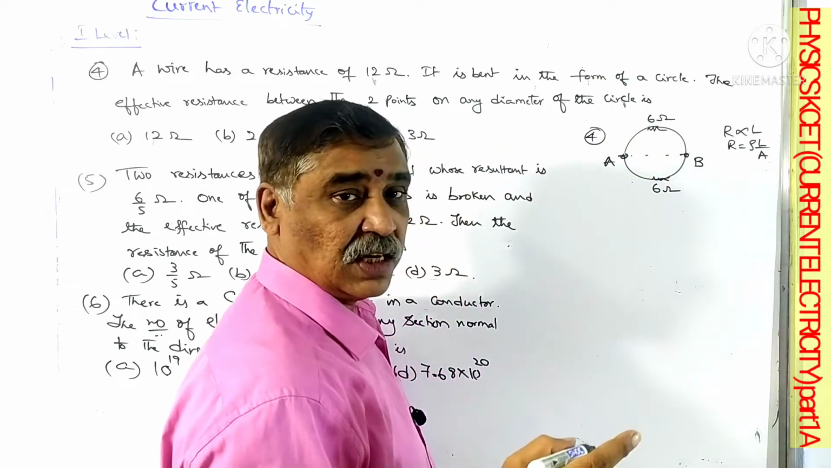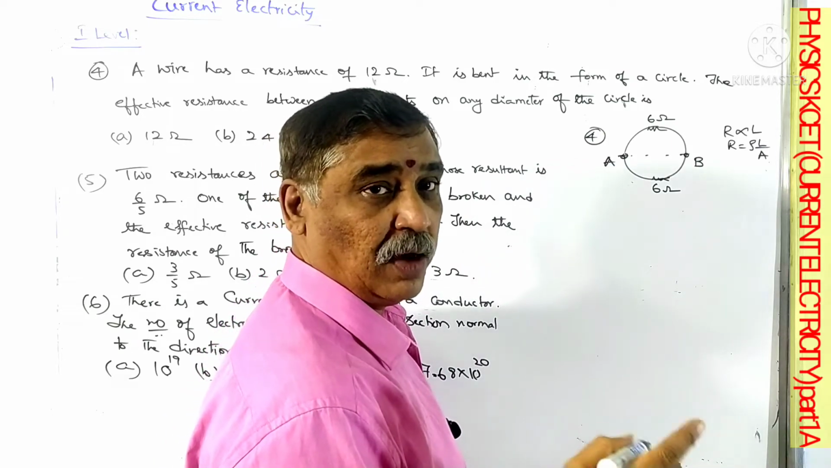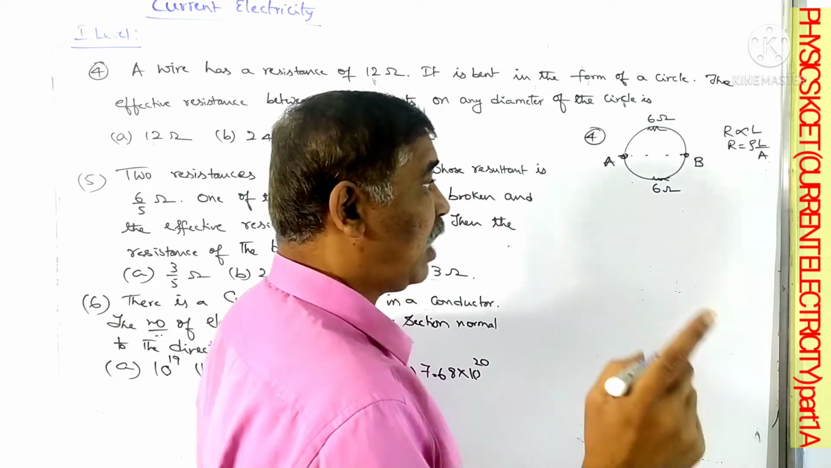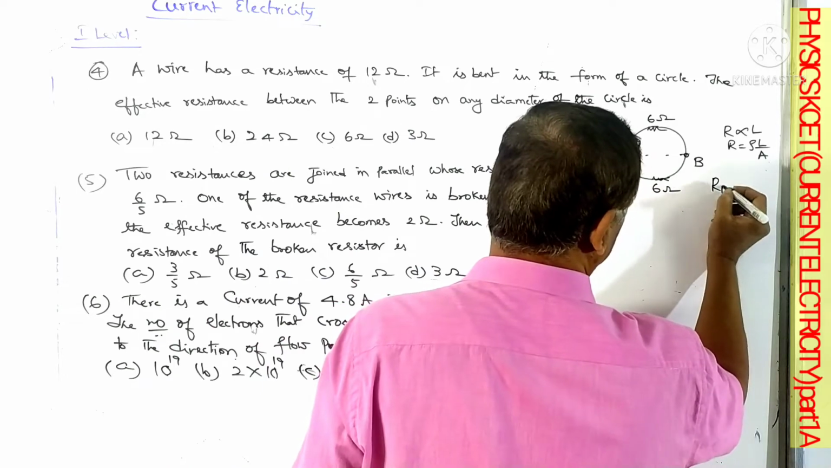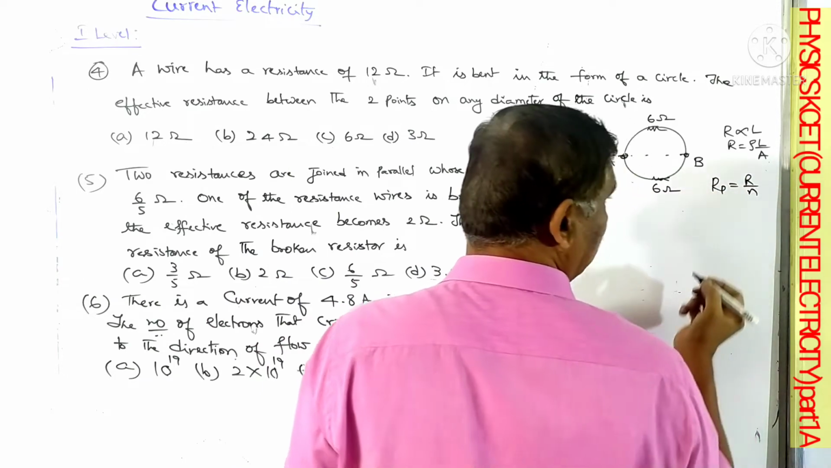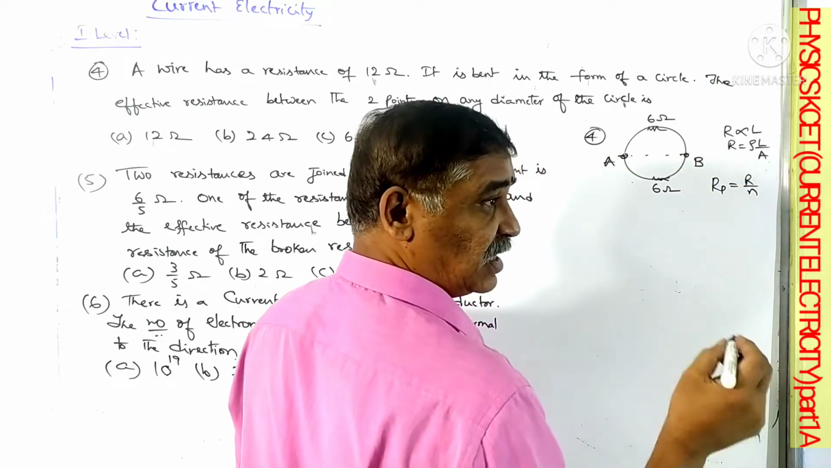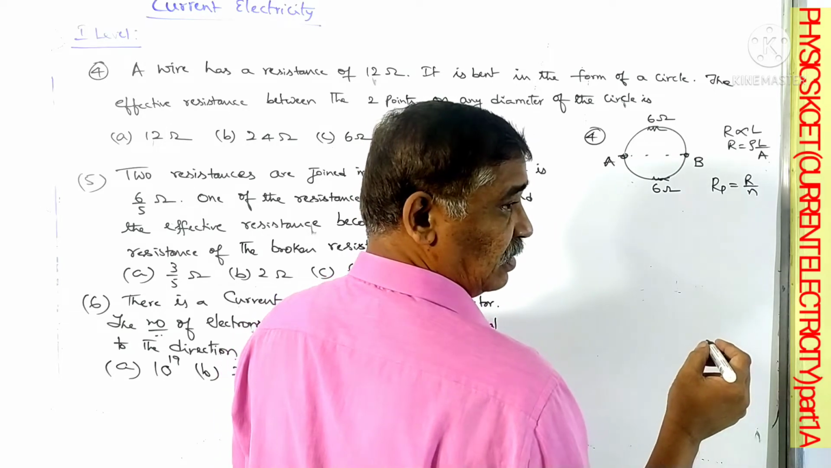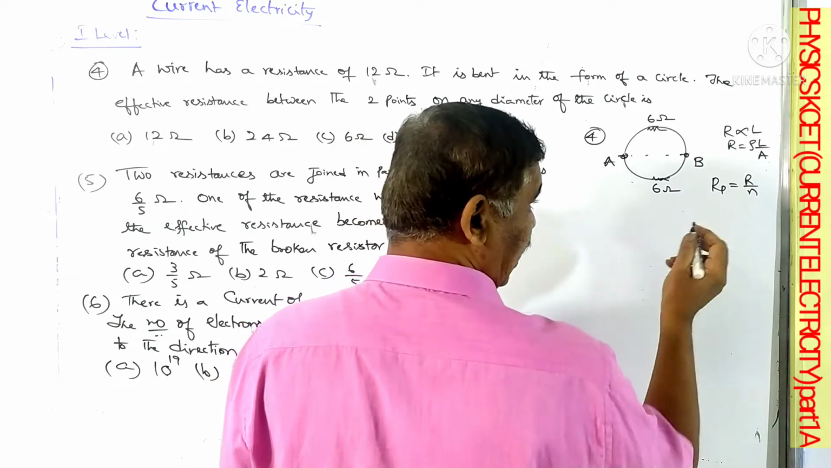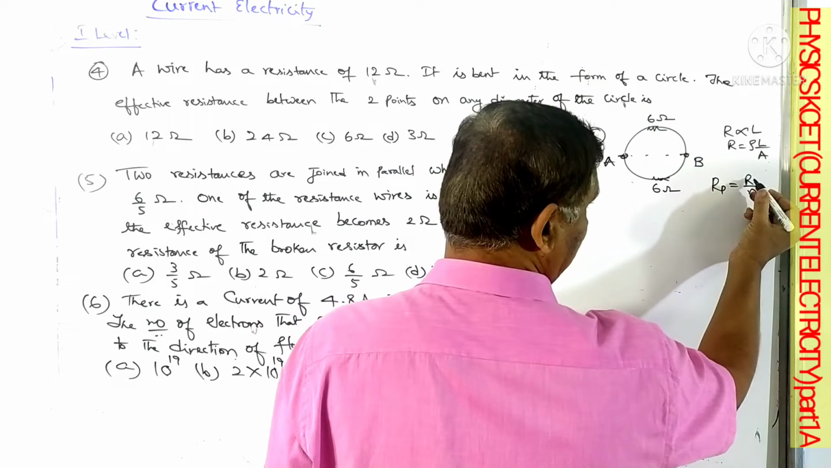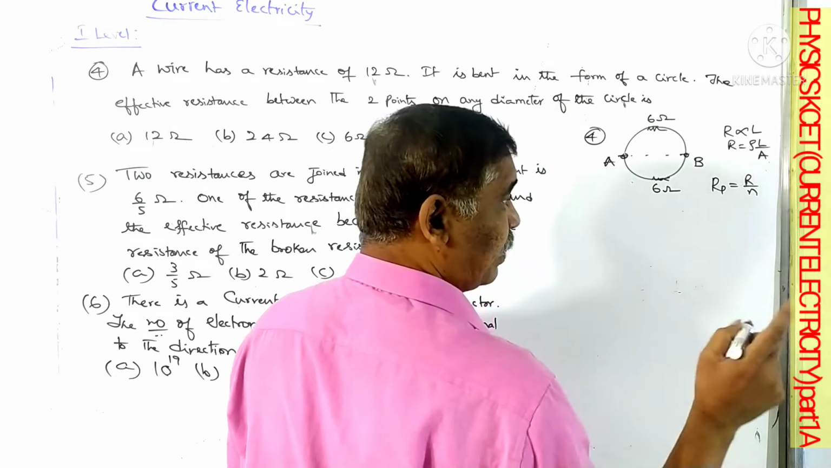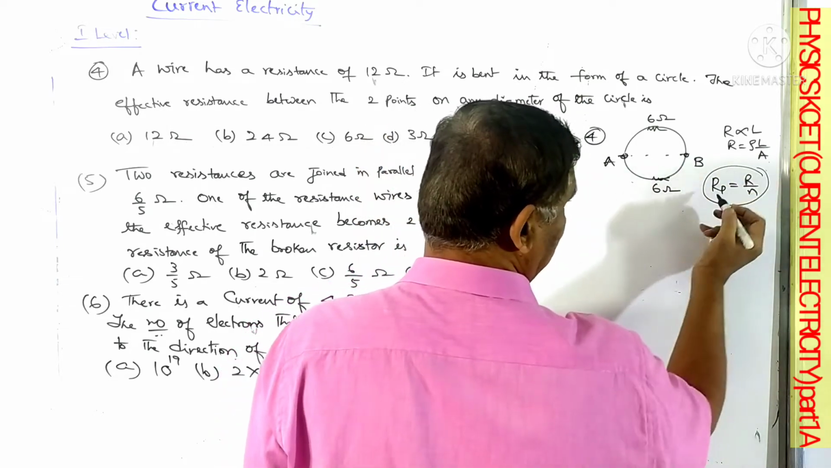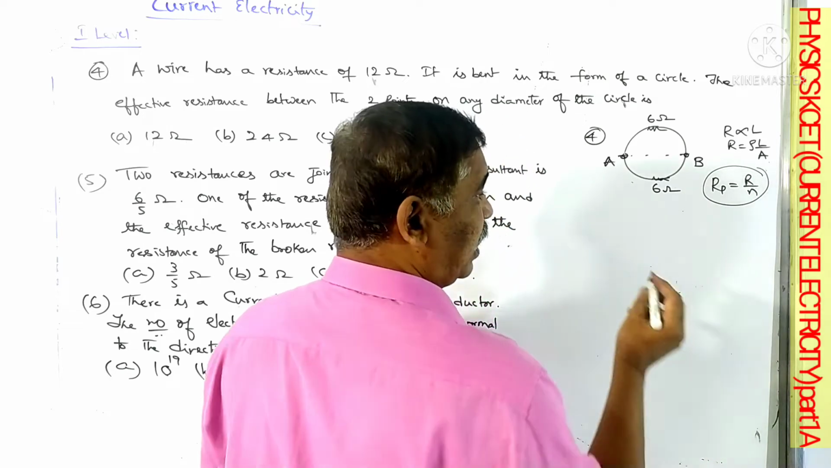When 2 resistors are connected in parallel, of course each of them have identical value. Shortcut formula is Rp is equal to R by N. So when N identical resistors, each of resistance capital R, are connected in parallel, net resistance in parallel combination is given by R by N.